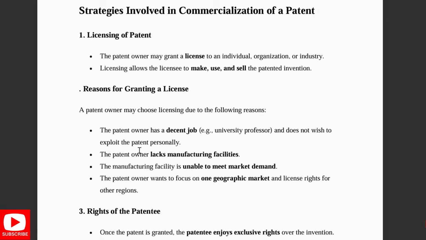Second, a patent owner lacks the manufacturing facilities, so you cannot fully use that. Or the manufacturing facility is unable to meet the market demand. Then the patent owner wants to focus on the geographic market and license rights for other regions.